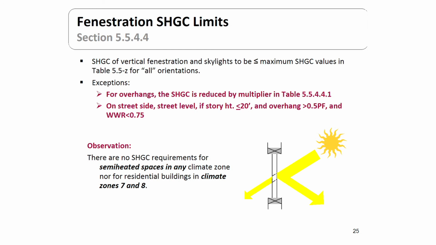And another exception to all this is if you're on the street side of a building at the street level, and if that story height is less than 20 feet, and if you have an overhang that's 50% of the height of the glazing, you're allowed to have your window-wall ratio go up to 0.75, and therefore this is the one place you're not restricted to that 40% requirement that I showed you earlier.